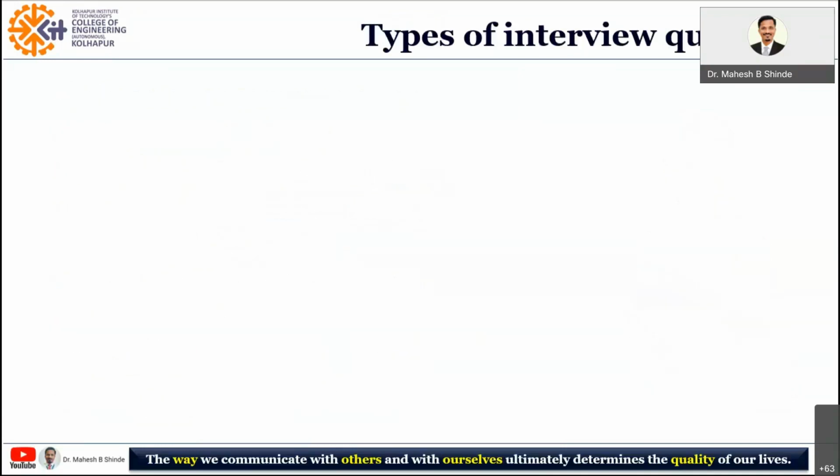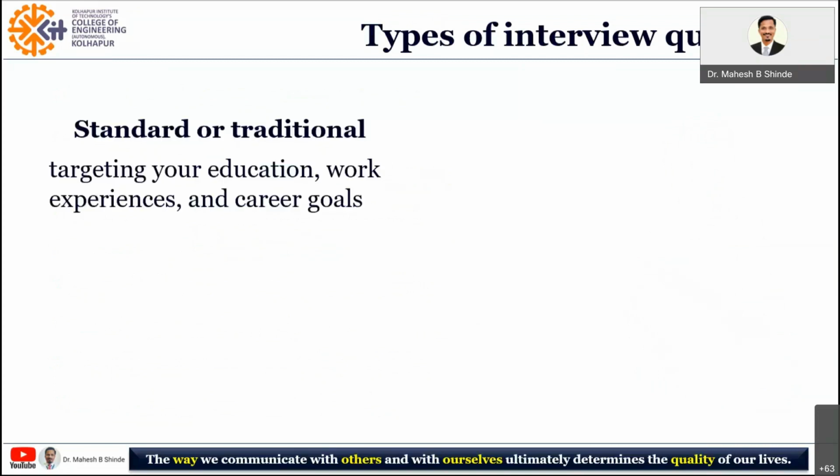Okay, this is what I want to focus on more: interview questions. There are three to four categories of questions. We will see standard or traditional questions, which target your educational background, work experience, and career goals.